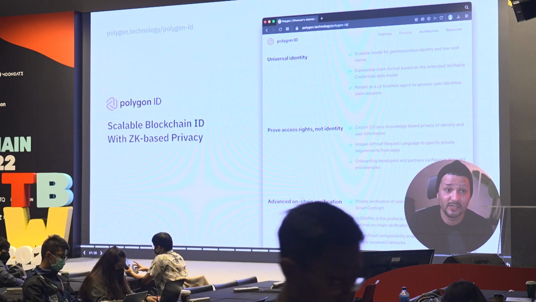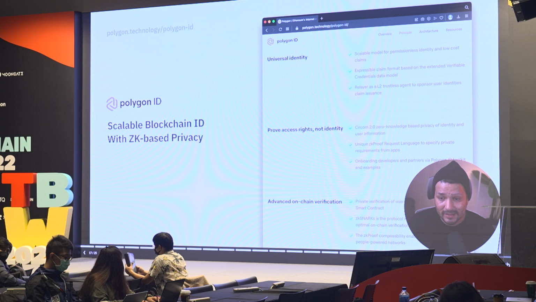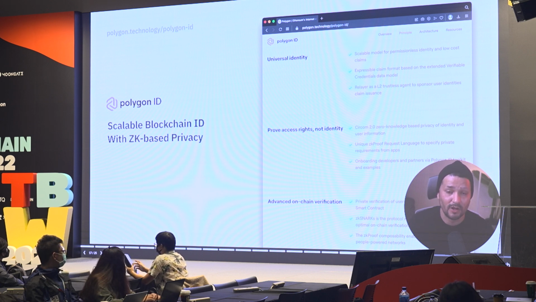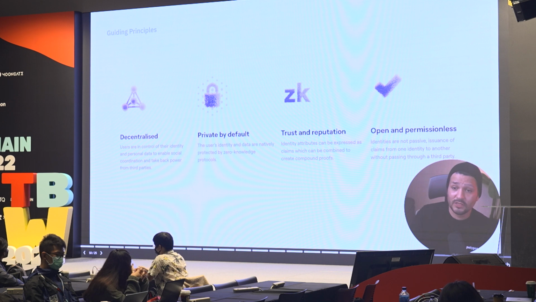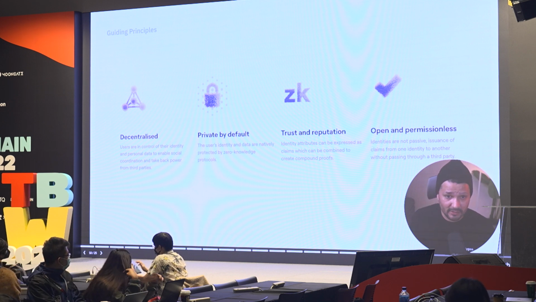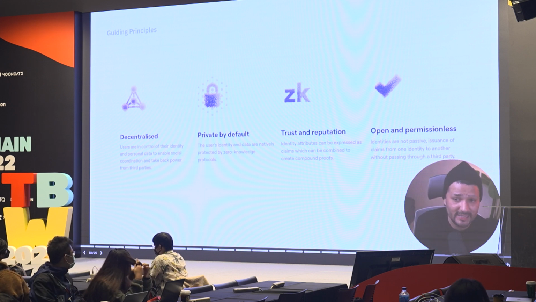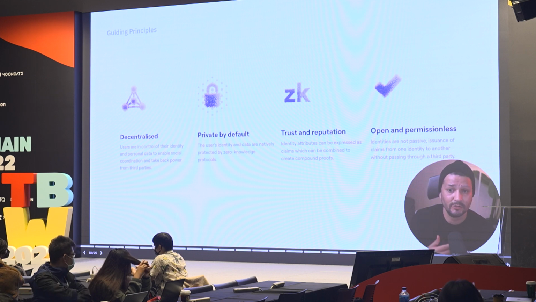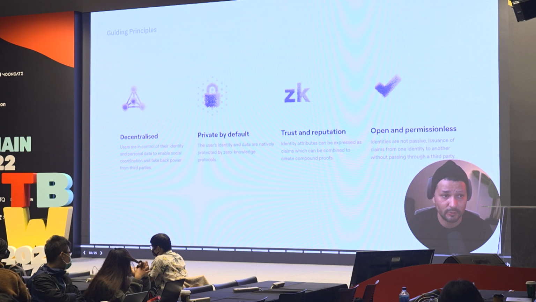And this is not necessarily new, but Polygon has made this product to roll up this solution and make it a lot easier and more user-friendly to process this for various on-chain and off-chain verification. So I won't go into details, but again, the main benefits are that it's decentralized, it's private by default, there's this trust reputation, and it's permissionless. So you don't necessarily need to go through a third party like Google to do this verification. It can be done directly through the blockchain and through zero knowledge proofs.